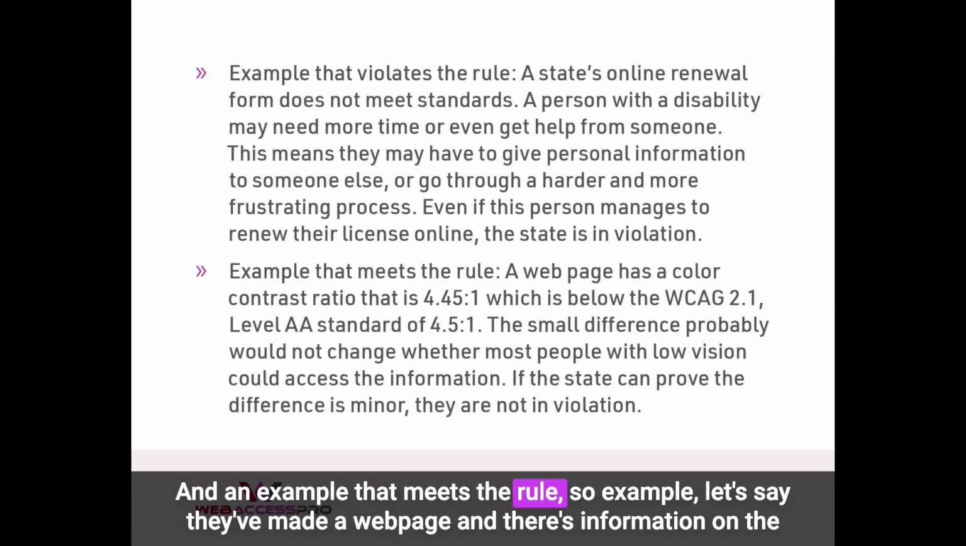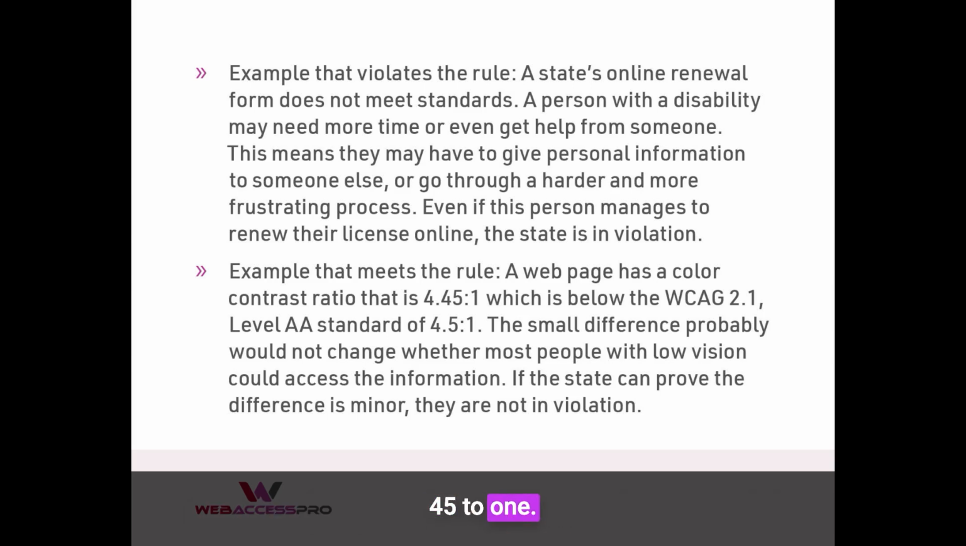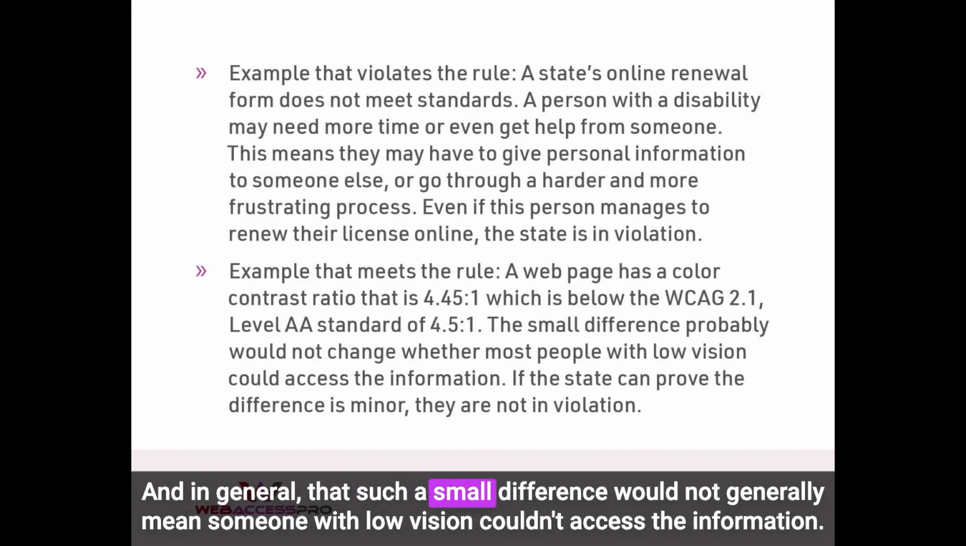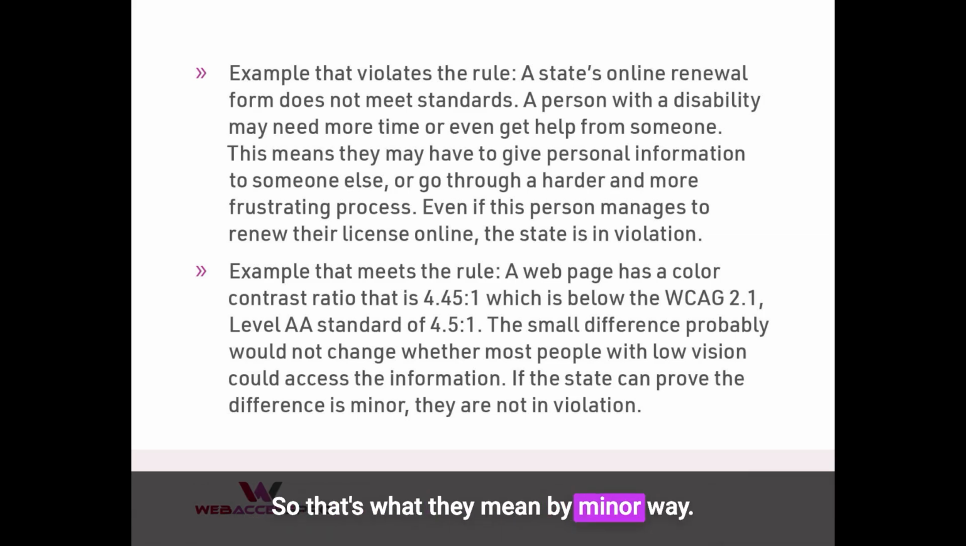And an example that meets the rule: let's say they've made a web page and there's information on the page that's important, but the contrast ratio is only 4.45 to 1, which is below the WCAG 2.1 Level AA standard of 4.5 to 1. So it's a very small difference. And in general, such a small difference would not mean someone with low vision couldn't access the information. So if the state can prove that the difference is minor and it's not impairing people's access, then that would not be considered a violation. So that's what they mean by minor way.